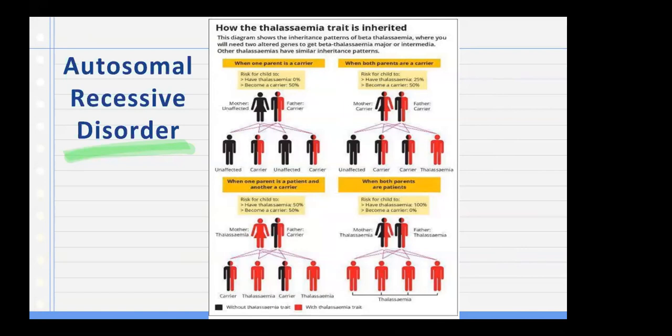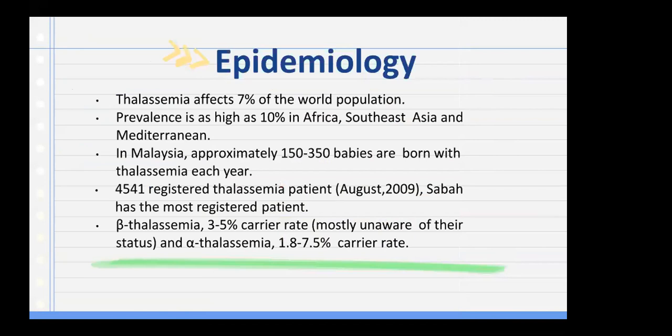Okay. Thank you. Okay, next is the epidemiology. Thalassemia affects around 7% of the world population, but it is as high as 10% in Africa, Southeast Asia, and the Mediterranean combined. In Malaysia, around 150 to 350 babies are born with thalassemia each year. From the National Health data, there were around 4,500 registered thalassemia patients in August 2009, and Sabah has the most registered patients. Thalassemia mainly affects Malays and Chinese in Malaysia.